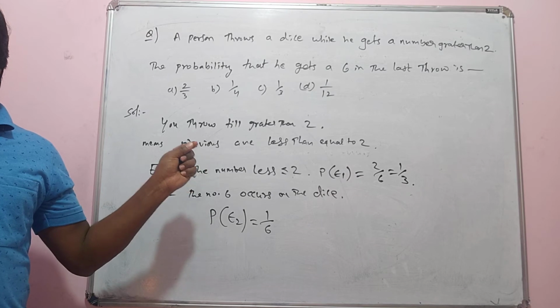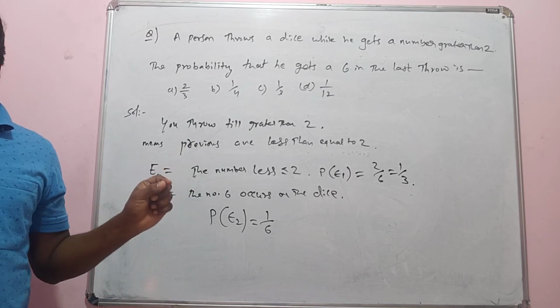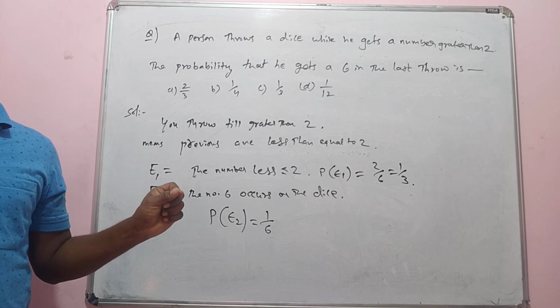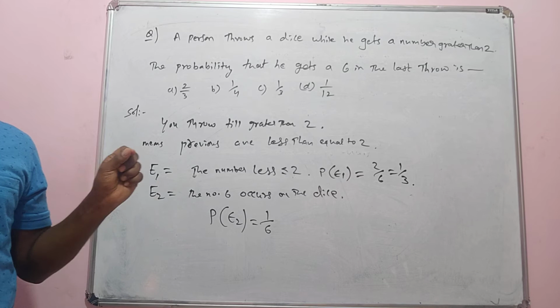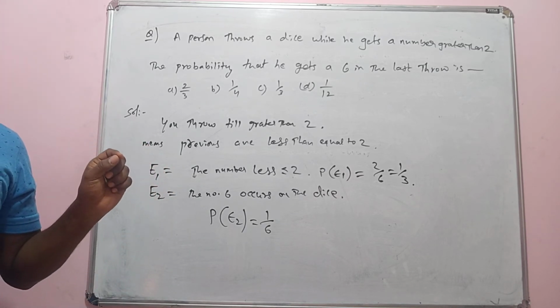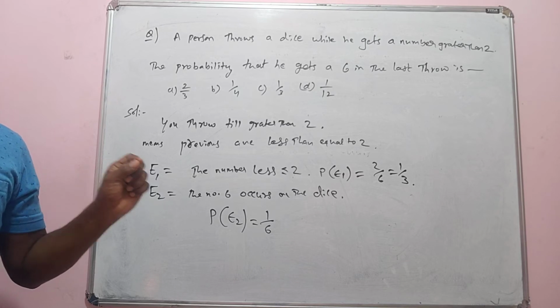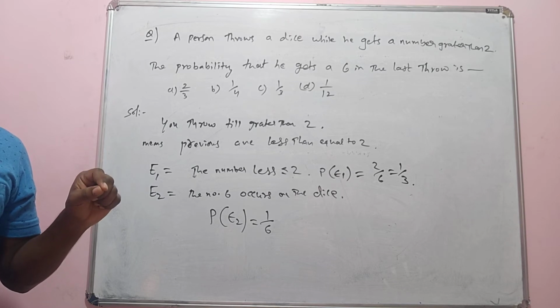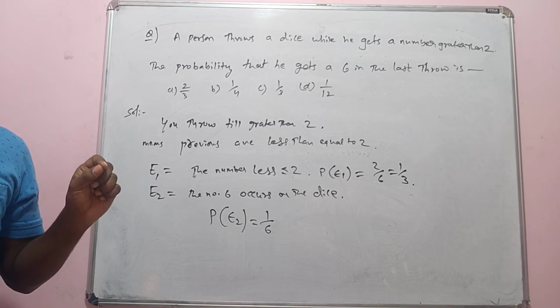E1 is the event of getting an even, E2 is 6 occurs in the last throw. E1 happens in all previous throws and E2 happens in the last throw. You need to understand this point. E2 is what? 6 occurs in the last throw. E1 is what? E1 happens in all previous throws, and E2 happens in the last throw.